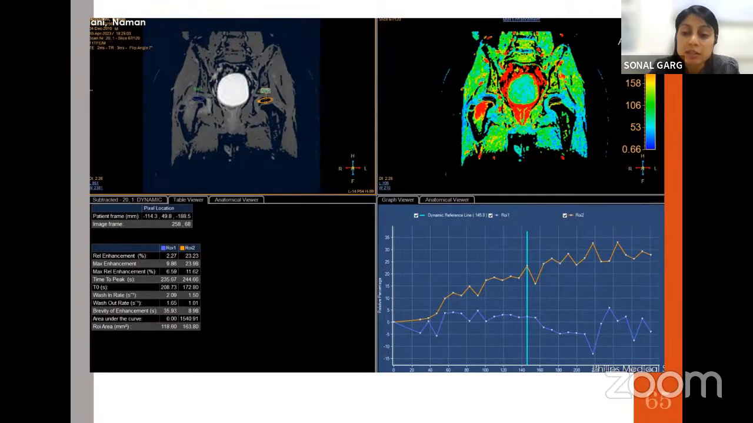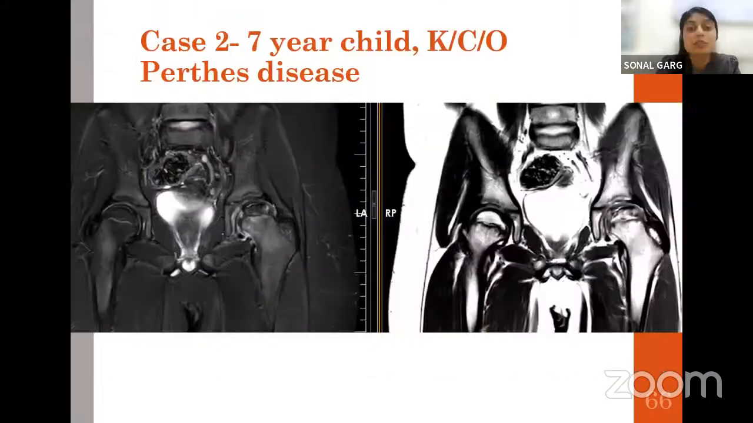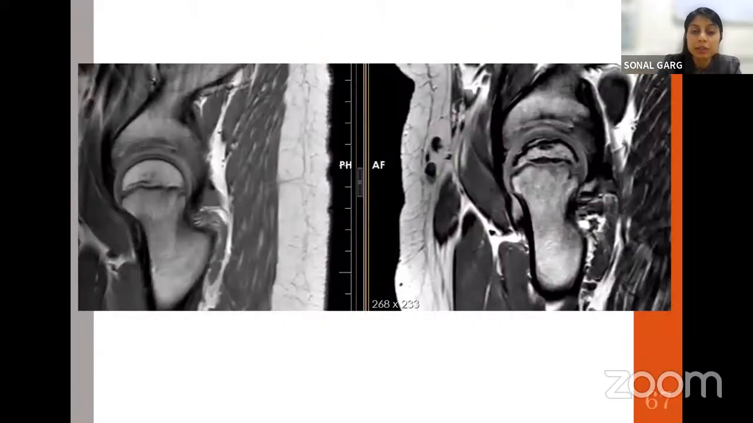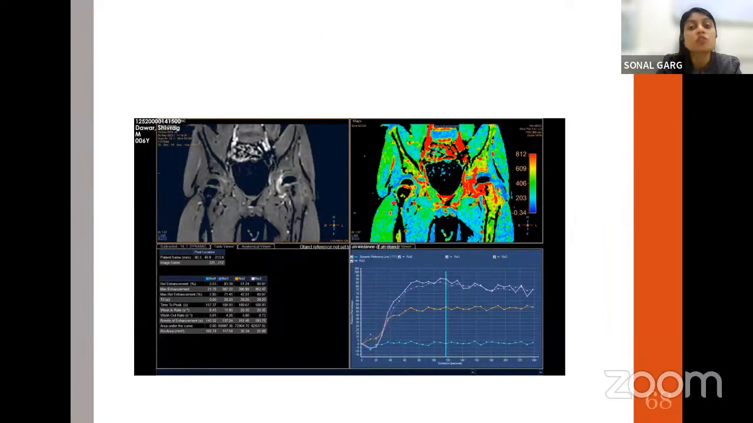So if we catch this disease early on the basis of the perfusion, the orthopedician can actually go and do a core and treat this patient. And this is another similar patient with Perthes disease, which we caught early with a perfusion scan. And what you also see very often in these patients, as you can see, we have put different regions of interest across the epiphyseal head.